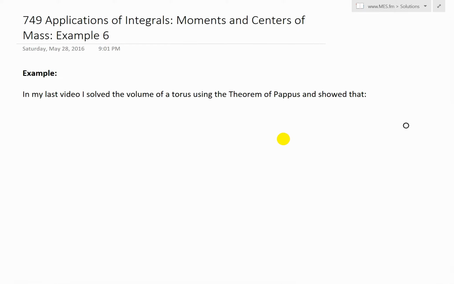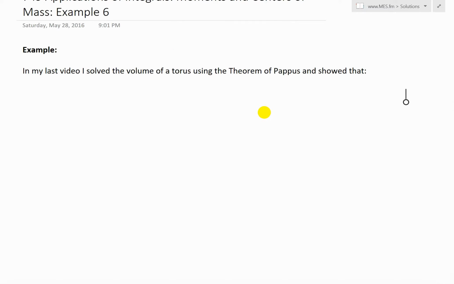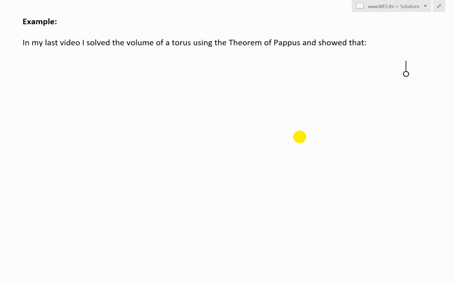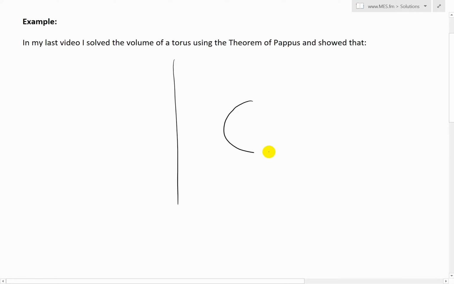This example is basically going over the last example, Example 5. In my last video I solved the volume of a torus using the theorem of Pappus. A torus is just like a donut shape. If you have a circle of radius r, and you rotate it about a line, where the distance from the line to the center point is capital R, which is greater than small r.